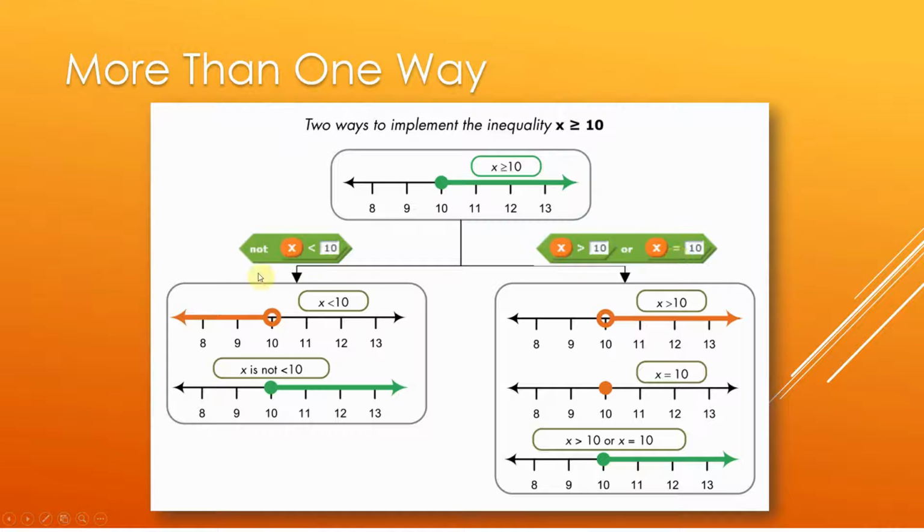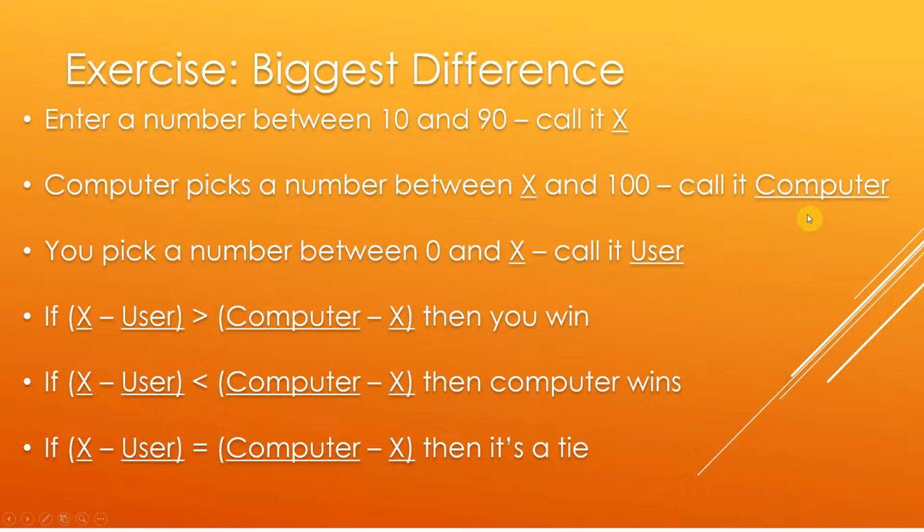Another way to do it is, x greater than or equal to 10 means everything that is not less than 10. So if we say x is less than 10, the open circle means we don't include 10, and the number is going to the left, so everything less than 10, then everything greater than or equal to 10 would be not x less than 10. It might be a bit confusing, but if you play around with it a bit, I think you'll discover it's quite a powerful trick. Okay, so we've got another exercise.